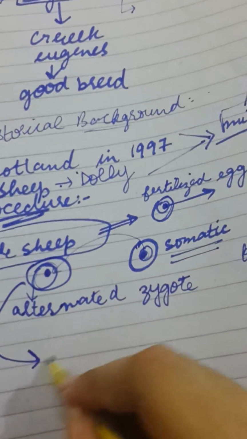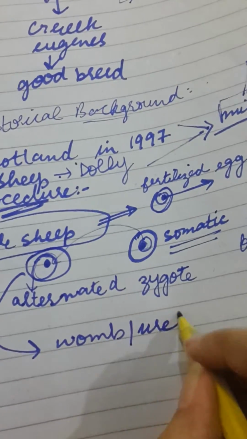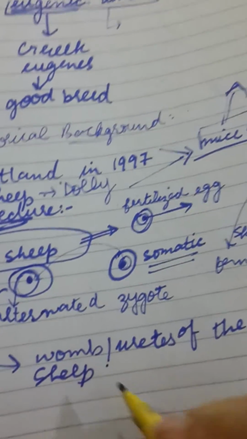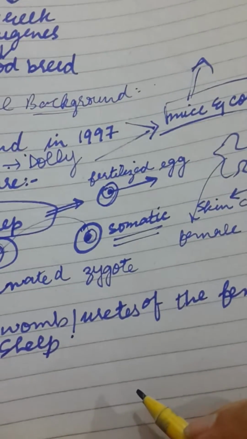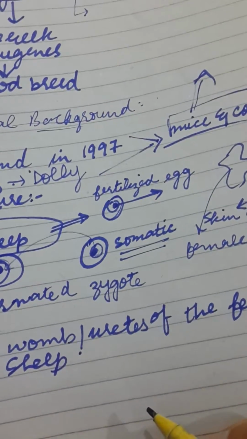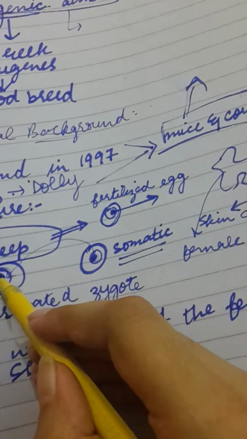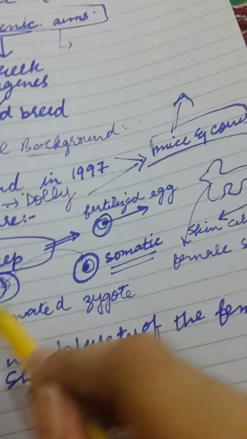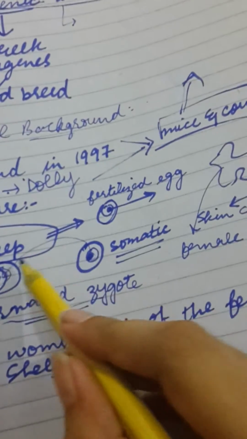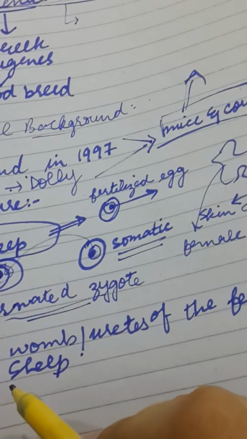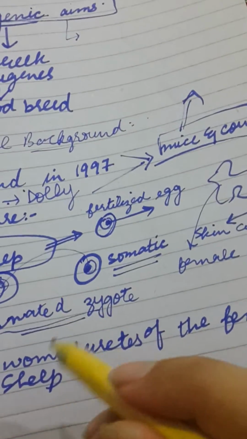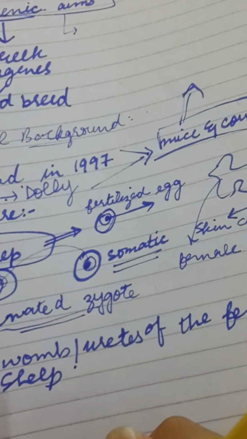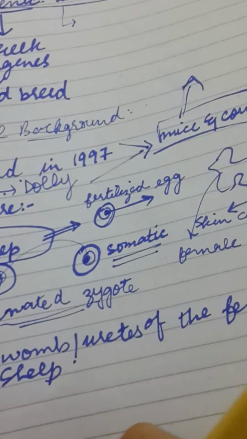Now I'll take this cell and put it in the womb, or you can say uterus, of the female sheep, and then the natural process will continue, and it will develop into a new offspring that will be the exact duplicate of the organism whose nucleus was put in it. It will be 100% the exact duplicate. They will have 100% similar genetic as well as physical traits, both the same.